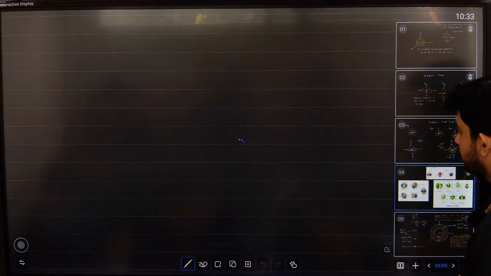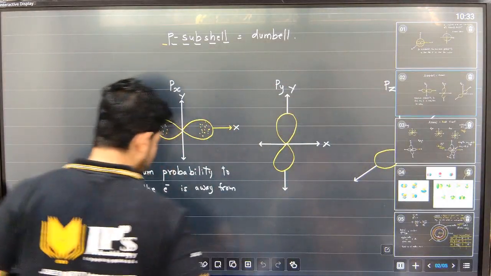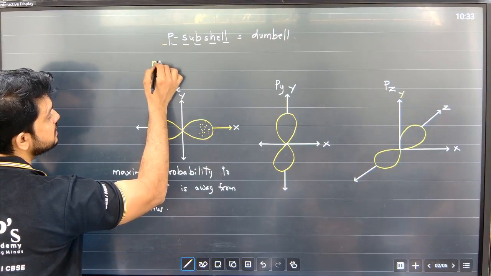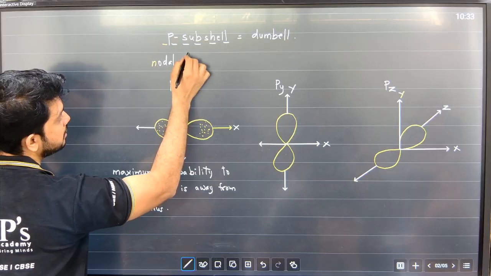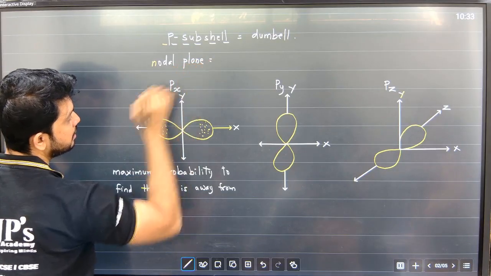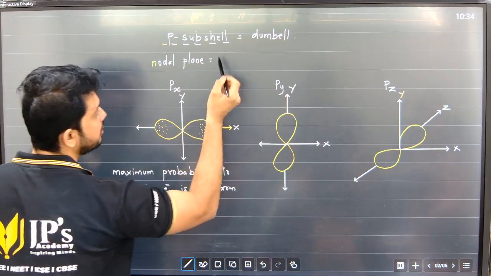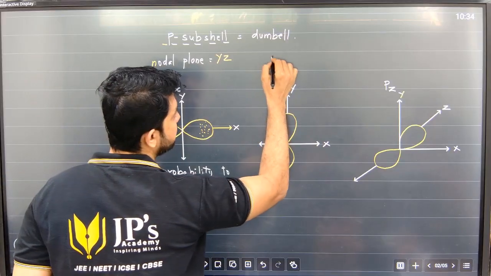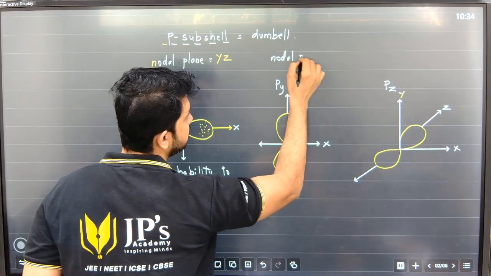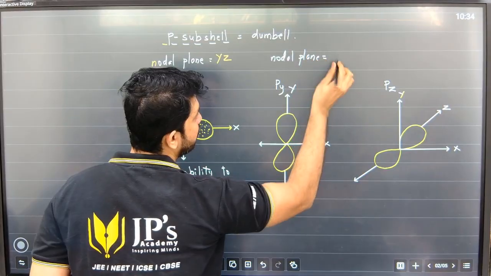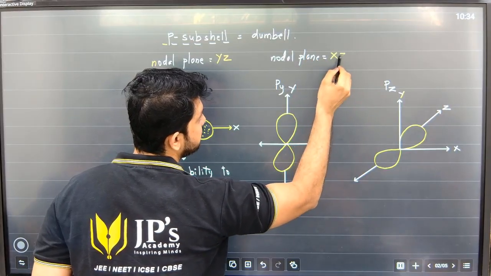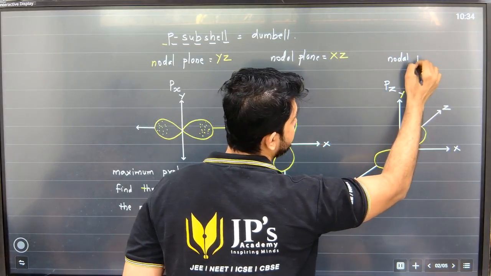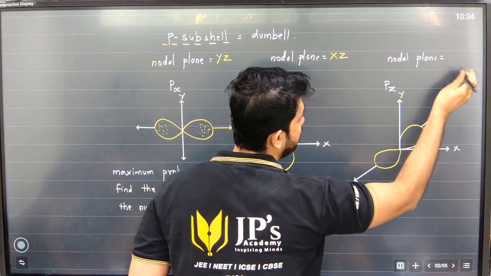I repeat. Wherever you make lobes, add nodes there as well. So for Px, which is the nodal plane? It is along YZ. For Py, where is the nodal plane? It is along XZ. And for Pz, where is the nodal plane? It is along XY.